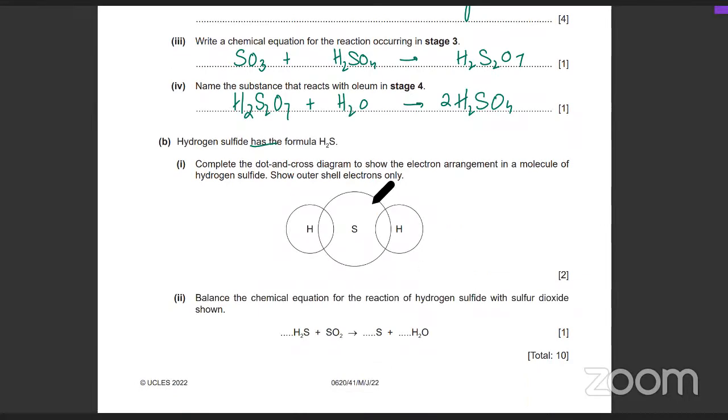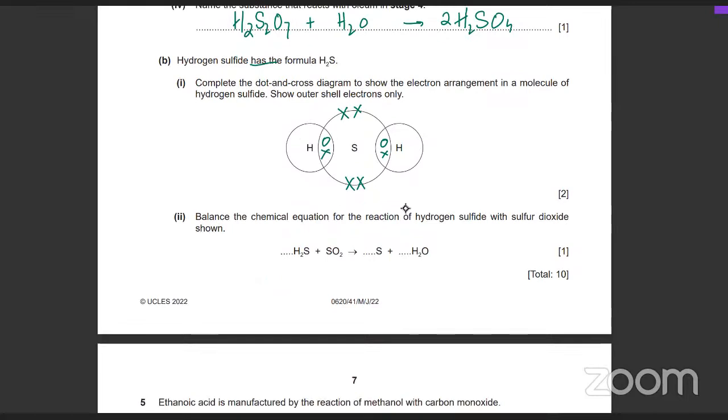He's asking us to complete the dot and cross diagram to show the electronic arrangement in the molecule of hydrogen sulfide. Now, hydrogen just shares one electron because it only has one electron. So this other hydrogen will also share just one electron. So sulfur is in group 6. How many electrons are left once the sharing is done? Sulfur group 6, so 4 are left. So out of 6 electrons, there are 4 left.